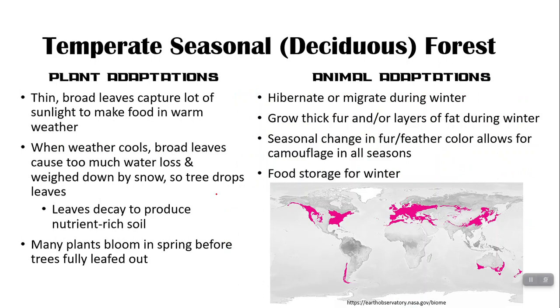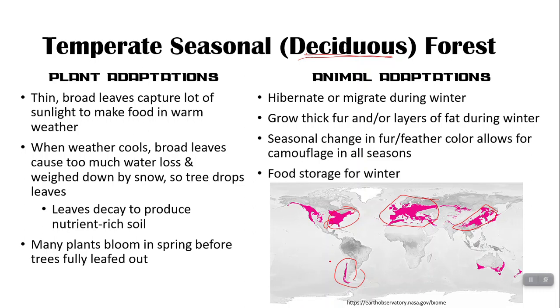Moving to the next biome, here we have temperate seasonal forest, which is also called deciduous forest. These are the types of trees that lose their leaves in the winter, so they drop their leaves. This is, like I said, the eastern United States, also some of eastern Texas. So if you've ever driven towards Louisiana, you start going into those very forested areas. That's our temperate seasonal forest.